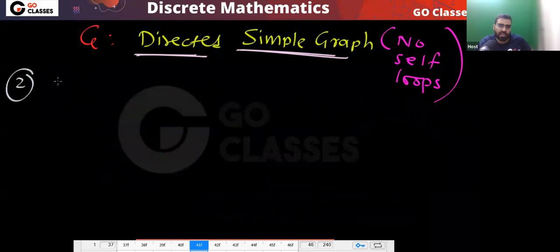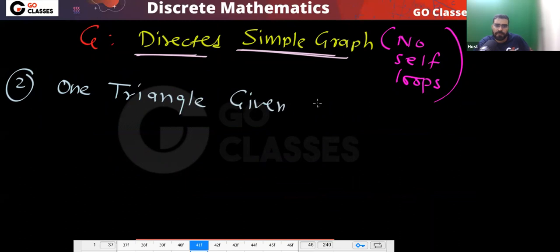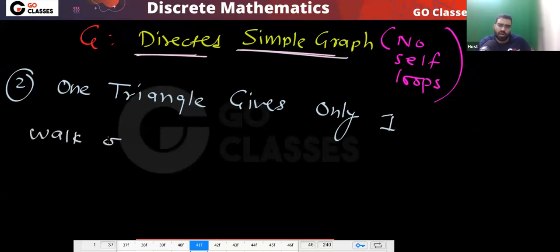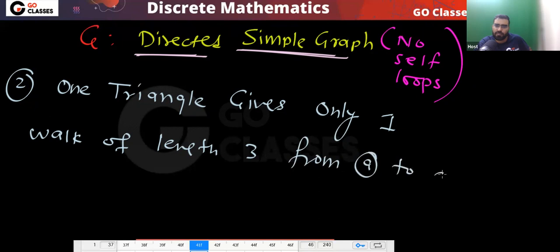Now the second observation: because of one triangle, how many walks of length 3 are you getting? One triangle, let's assume. One triangle gives how many walks of length 3 from A to A? Only one, right? Yes or no? A triangle gives only one walk of length 3 from A to A.